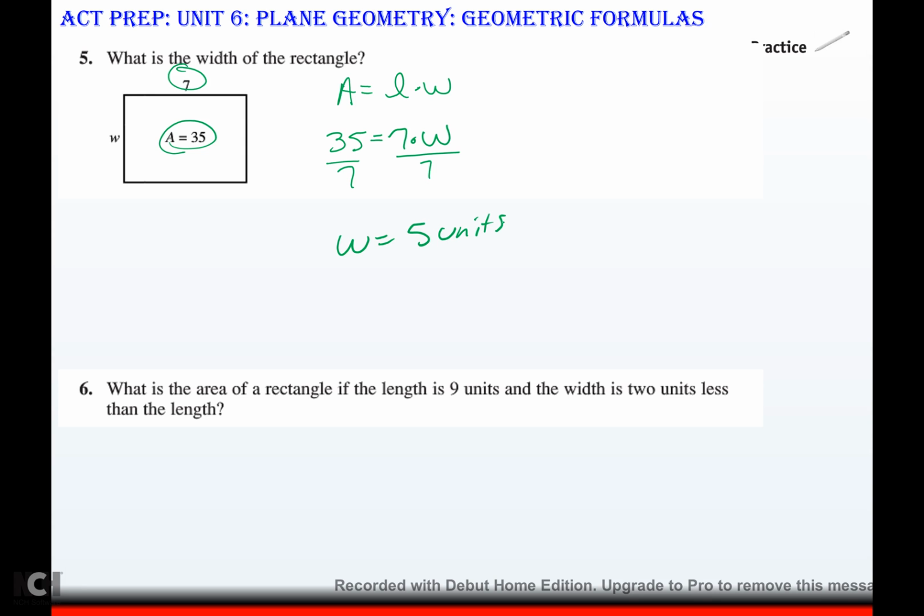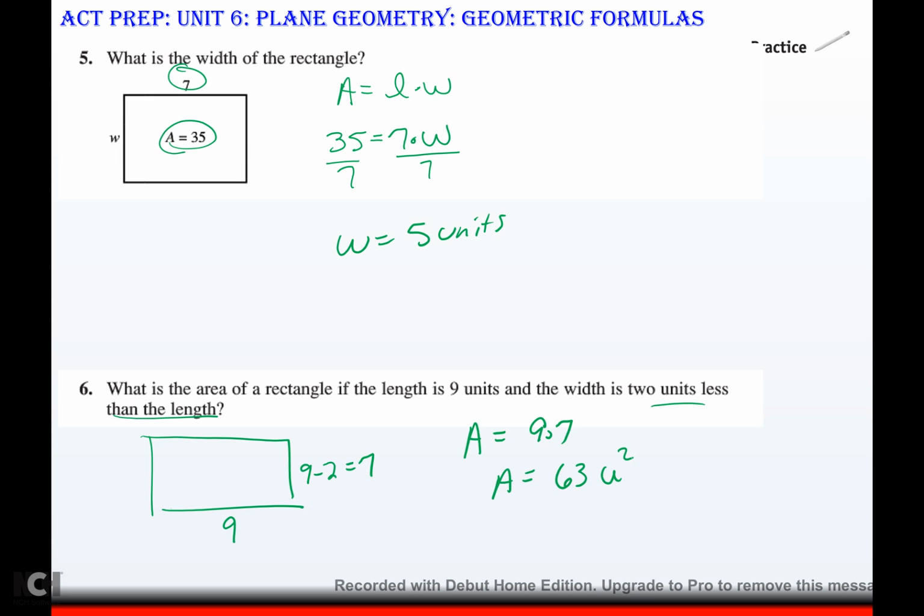Okay? Number 6, what is the area of a rectangle if the length is 9 and the width is 2 units less than the length? Well, 2 units less would be 7. So my area is going to be 9 times 7, which is going to give me 63 units squared. Okay.